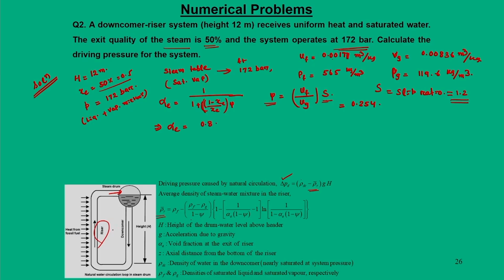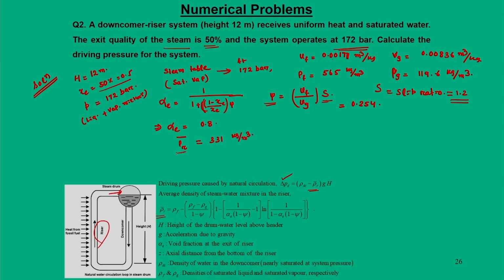Now, when you have all these numbers, then we can find out rho r bar, that is the average density of the steam water mixture in the riser. So, you have rho f, rho g already known here, xi already we have calculated, then alpha e the void fraction already calculated, and inserting these values in this conventional expression, we find rho r bar is 331 kg per meter cube.